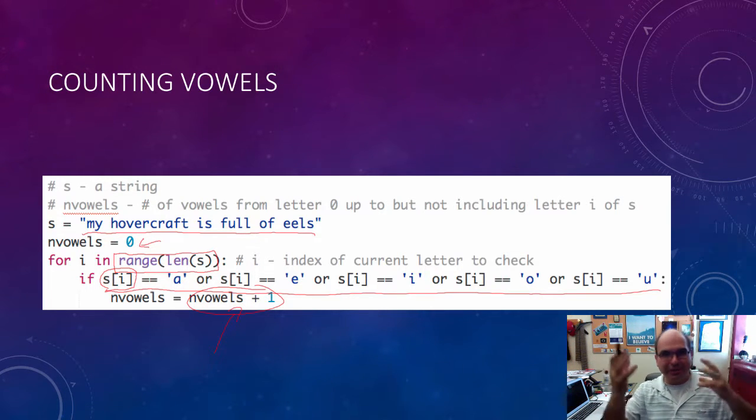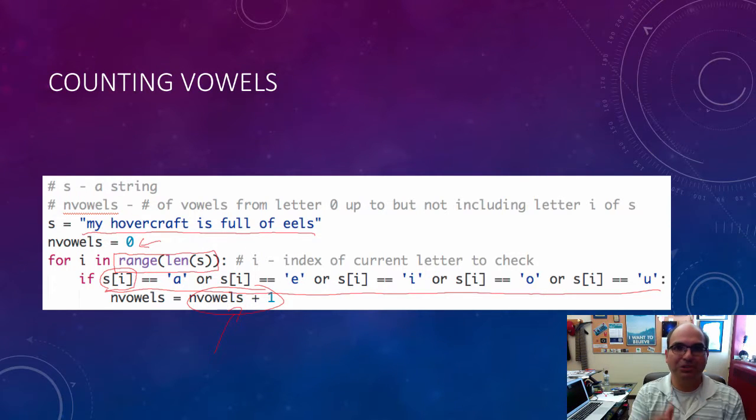Doesn't that work pretty cool, right? Those two kind of work together. That's because they both agree with the convention that we start counting at 0, right? So we should just always use that convention so that things work out. Okay. So if that is equal to A, or that is equal to E, or that is equal to I, and so on, then n vowels goes up by 1.